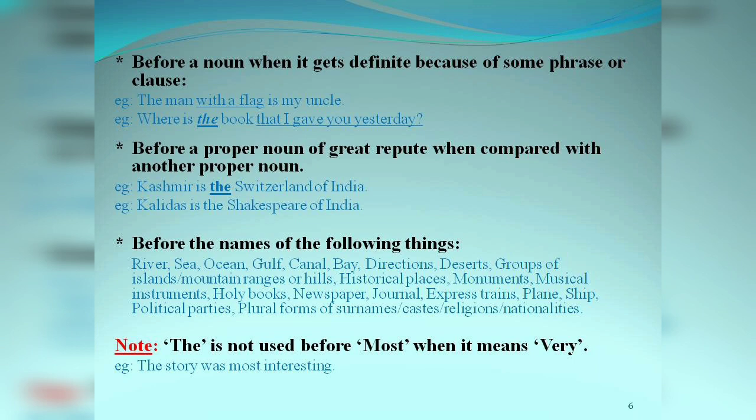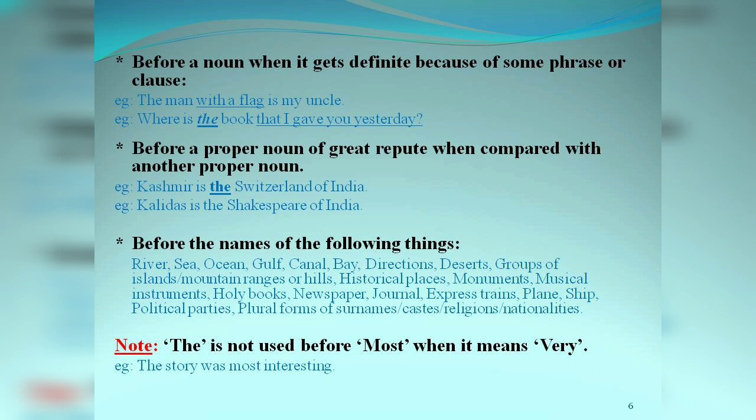Okay, newspaper: the Times of India, the Hindustan Times, the Dainik Bhaskar, the Rajasthan Patrika. Okay, journal: the Reader's Digest, the India Today. Express trains: the Rajdhani Express, the Jammu Tawi Express. Plane: the Kingfisher, the Indian Airways. Okay, ship: the Titanic. Okay, political parties: the BJP, the Indian National Congress Party, the AAP.